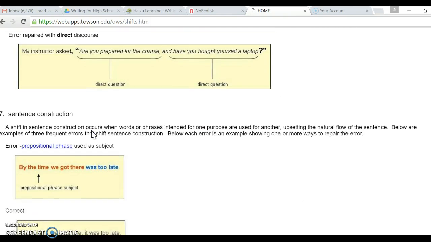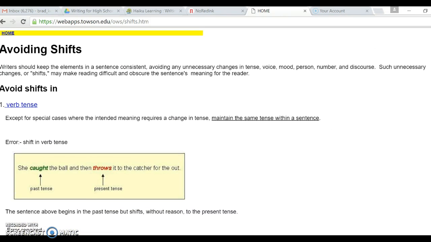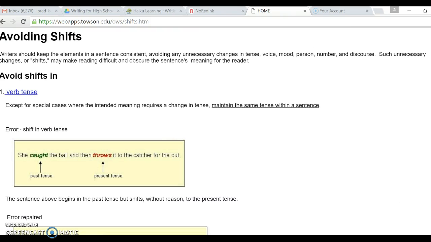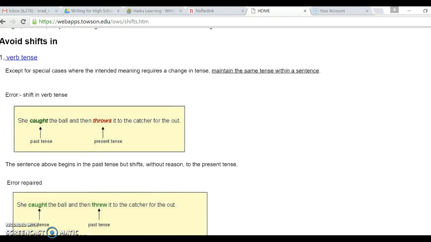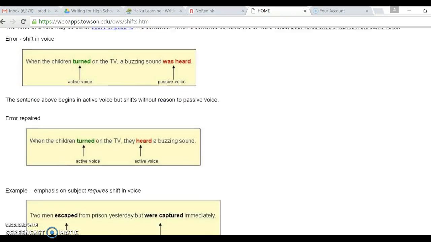This gets into a little more detail, but just to recap, you really want to watch shifts in verb tense. Keep it the same, especially in the same sentence. Obviously you can shift tenses throughout a longer paper, but within the same sentence, keep it the same. When writing about literature, you write in the present tense the whole time. Make sure the voice is the same. Try to write in the active voice. Occasionally you'll write in the passive, but especially in the same sentence, you want to use the same voice.